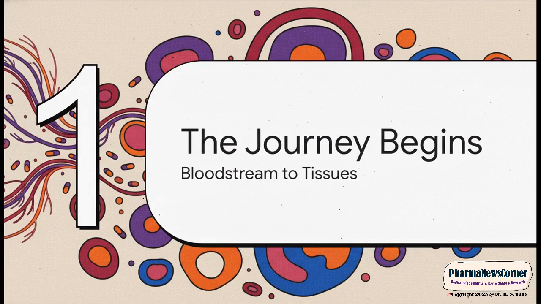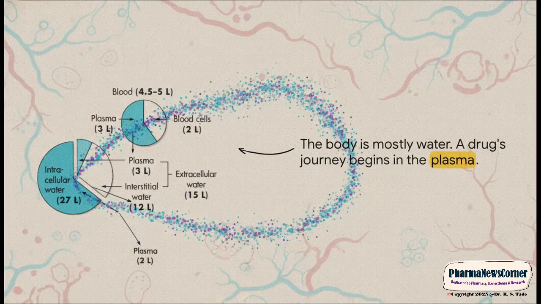Okay, so the journey kicks off the second that drug hits the bloodstream. Distribution is pretty much the movement of a drug from the blood, our central highway, out into all the different tissues and fluids of the body. And, key point, this is a two-way street. It's a reversible process. To really get this, you have to think of the body as being, well, mostly water.